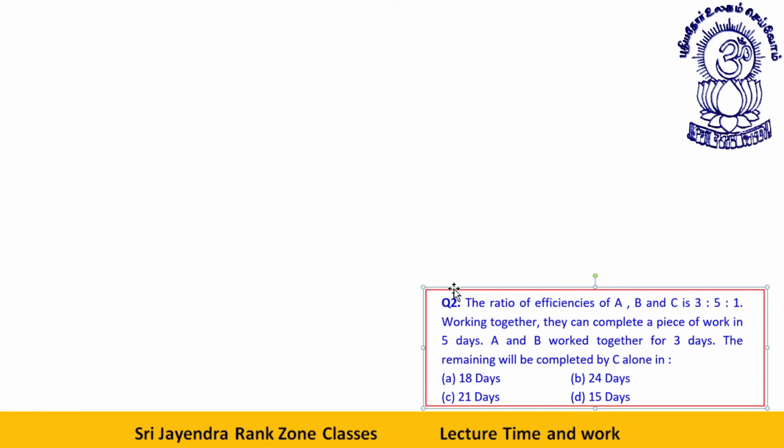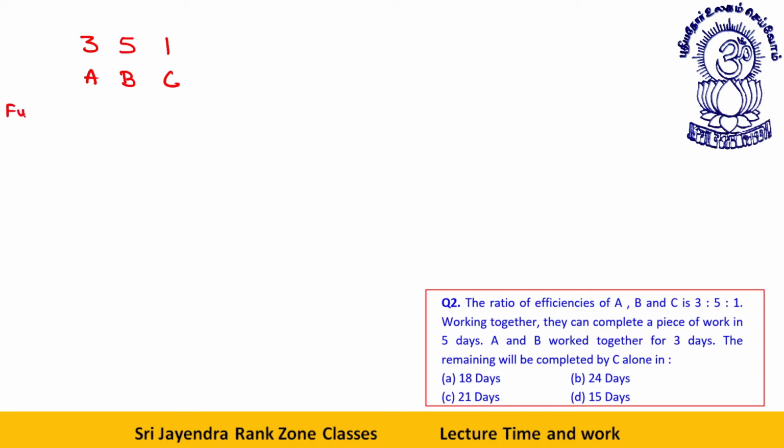Read the question. Ratio of efficiency of A, B, C is 3:5:1. This is A, B, C. They can complete a piece of work in 5 days. So full work is what?